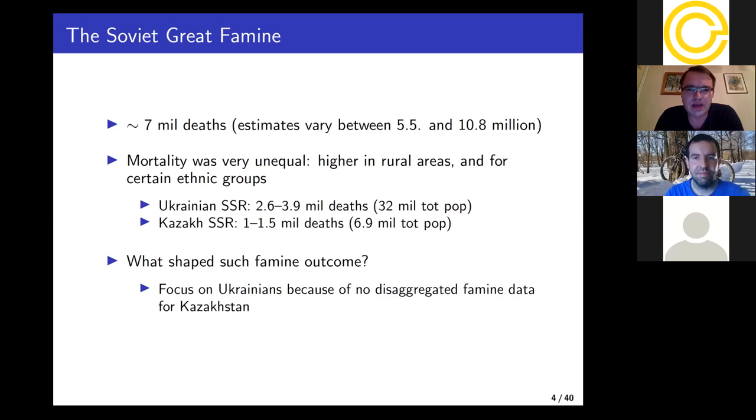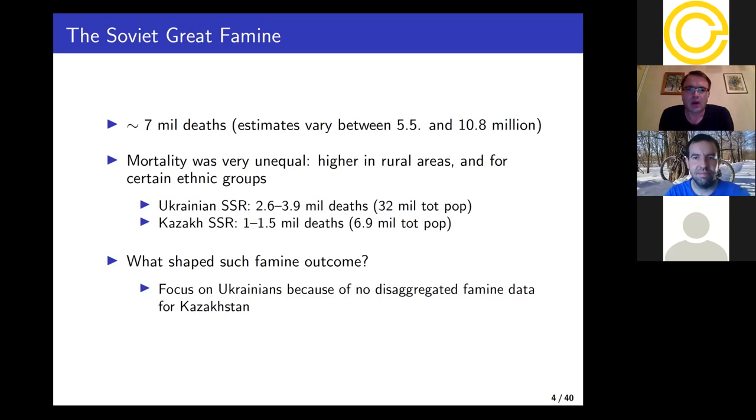You may see on this that the major regions, the regions which suffered most of all from this famine, were Ukraine and Kazakhstan. I should say straight away that there are no disaggregated data on Kazakhstan. So today I will mostly talk about Ukraine and Ukrainians. Our data don't cover Kazakhstan, and we can't say much about that.